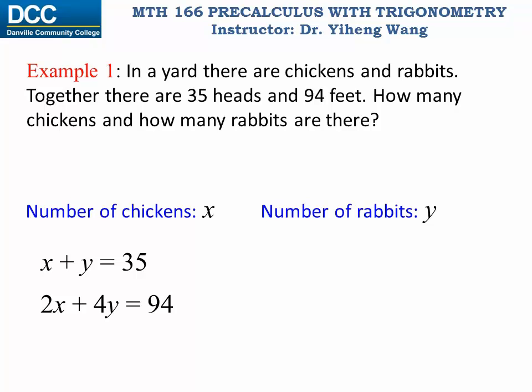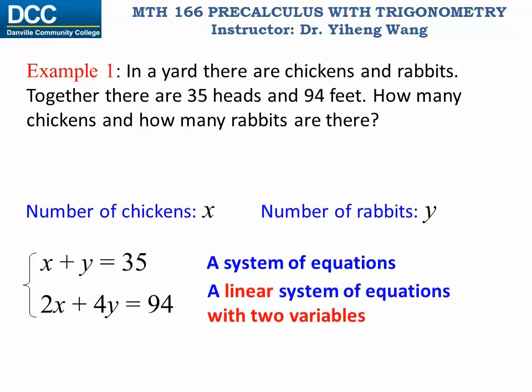Now, to find the solution to this problem, these two equations must be satisfied simultaneously, and this is known as a system of equations. Particularly, this example is a linear system of equations with two variables. As you can see, we only have two variables here, x and y, and this is a linear system because both equations are linear equations. In other words, the graphs for both equations are straight lines, as we learned a long time ago.